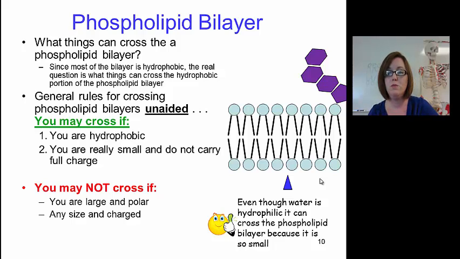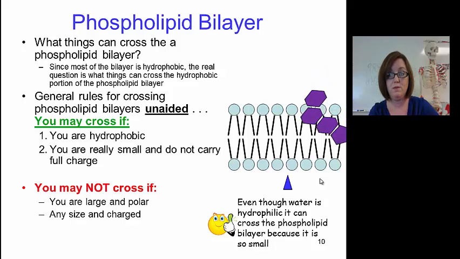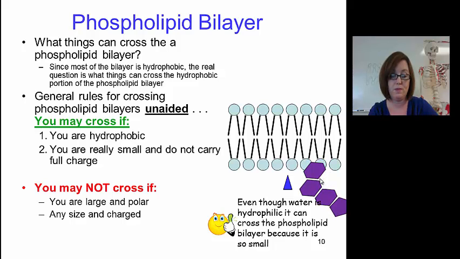All right, how about this big purple thing? Let's say this is supposed to be a steroid hormone. Can it cross? It's huge. It's definitely bigger than 3 atoms, way bigger. It can cross because it's a steroid, which means it's hydrophobic, so it is able to cross.